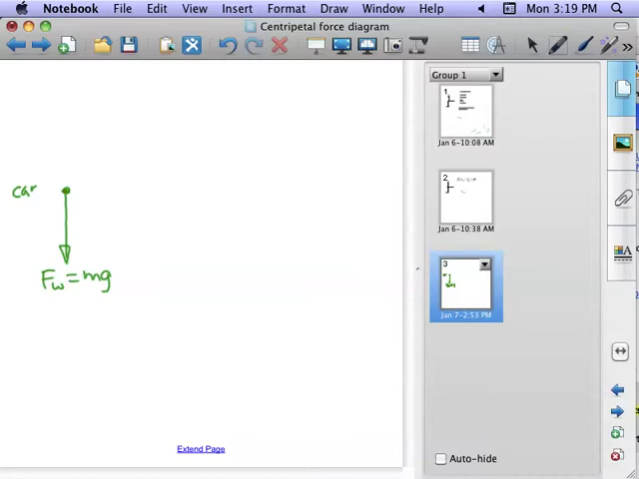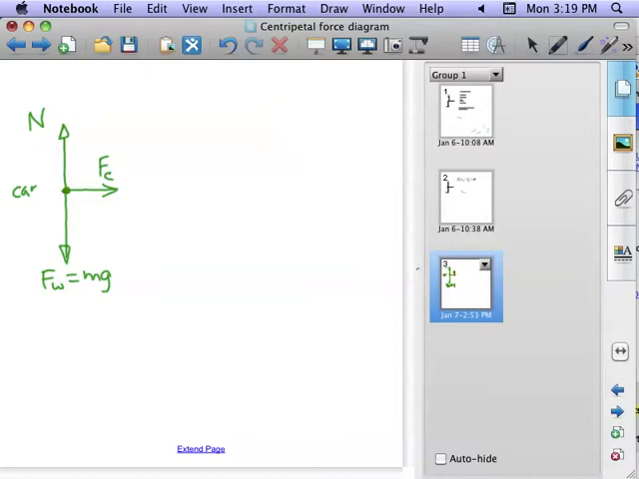Now, the same amount is going to be pushing upward. And that will be force N for normal force. We are also going to include one that is like that. And that will be called the centripetal force.